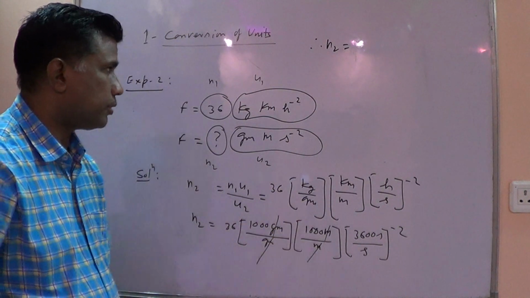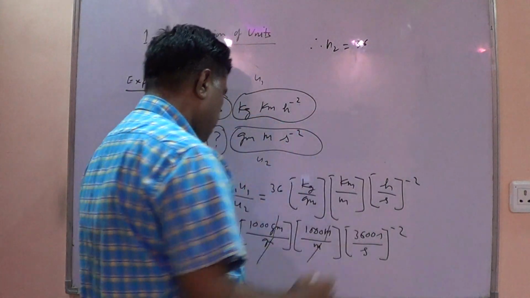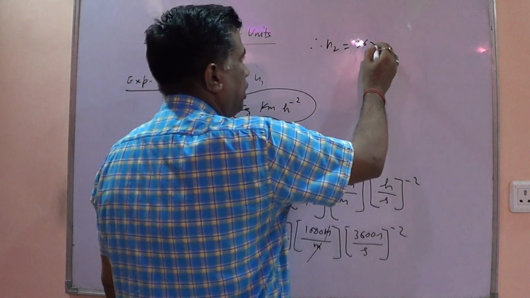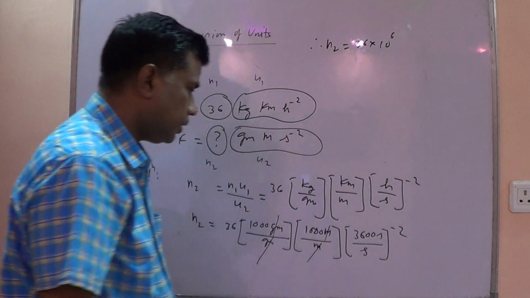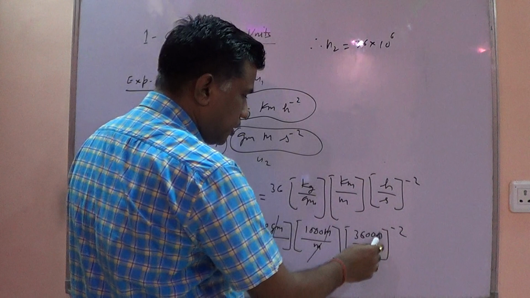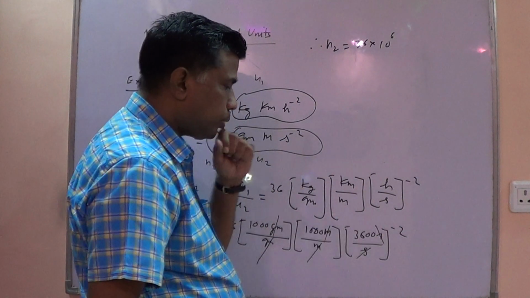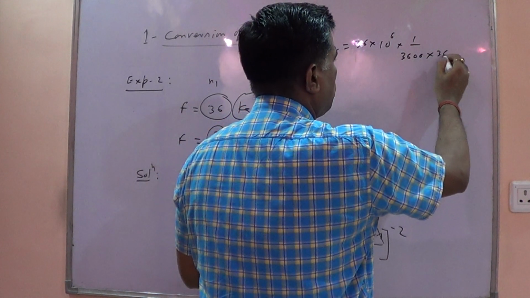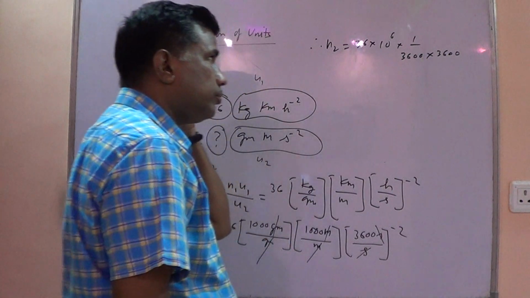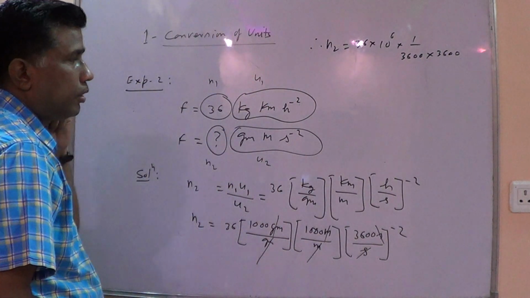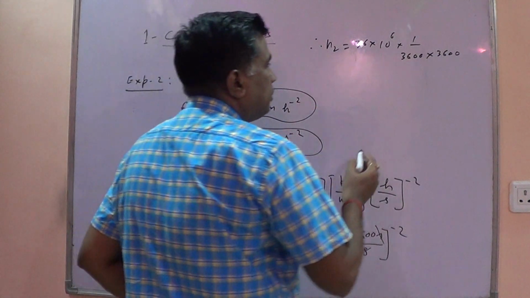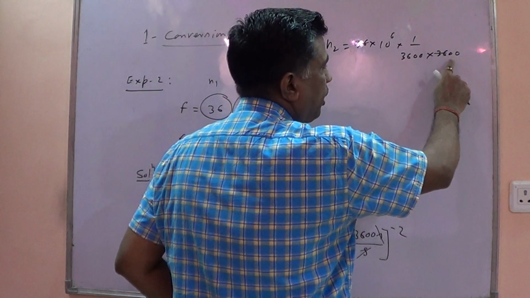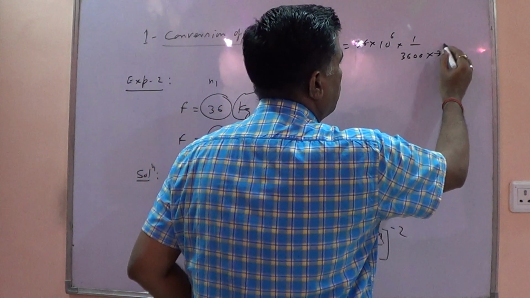36 into 10 to the power 6. 36 into 10 to the power 3 and 10 to the power 3. Combined it will be 10 to the power 6. And this second is also cancelled by second, and that is 10 to the power minus 2. So we can write it as 1 by 3600 into 3600. So students, 36 will be cancelled by this 36, but 100 will remain here. So I can write this as 100.